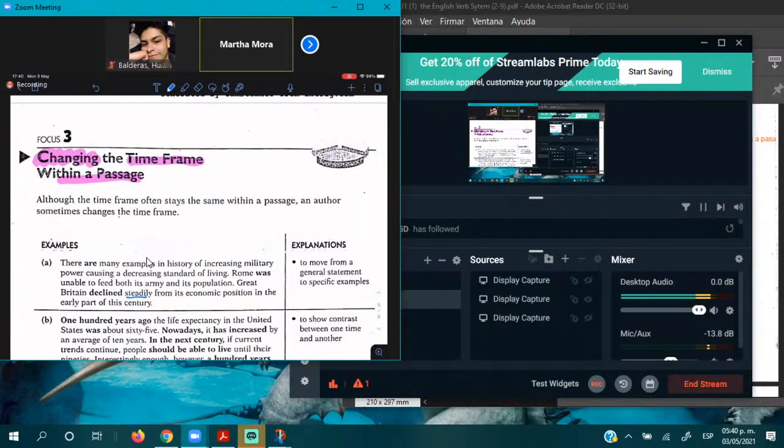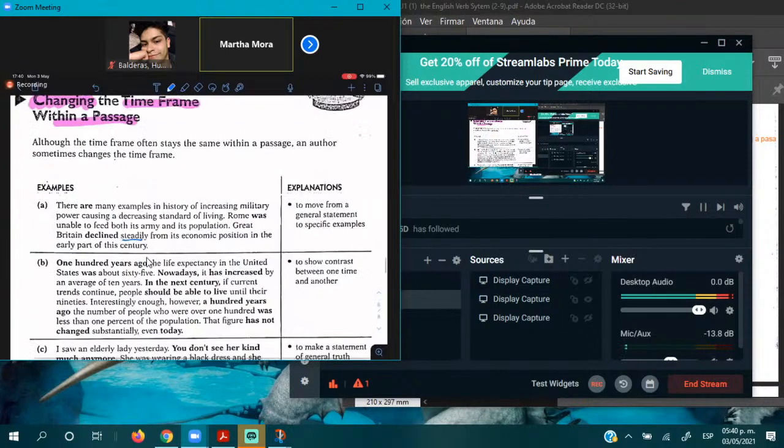Okay? So, Britain declines steadily. Ajá, como si fueras a decir estéril. Así, estéril. Pero te vas a pegar esta, ¿no? Steadily. Steadily. Así. Steadily.